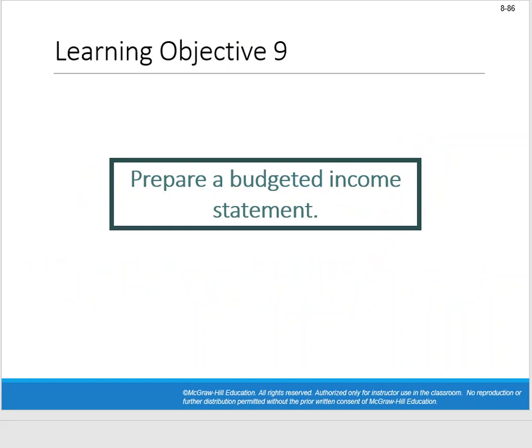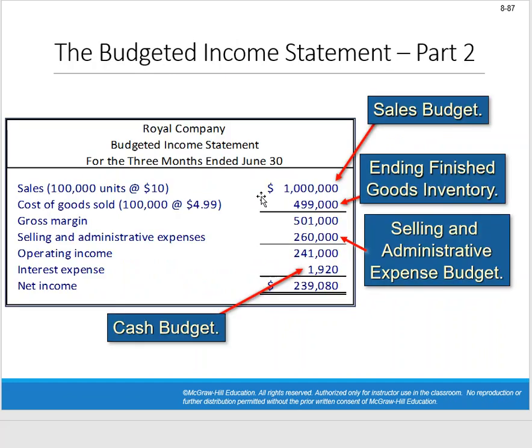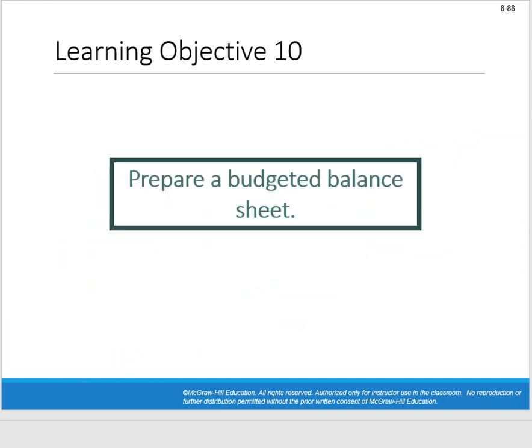So then we move on, we do our budgeted income statement. So we take our sales, $1 million is our sales budget. Our COGS, we're selling 100,000 units, and we multiply that by $4.99. Remember, we computed our unit product cost. So our gross margin should be $501,000. Our selling and admin expense from our selling and admin budget is $260,000, and that leaves us with operating income of $241,000. We subtract our interest expense that we computed on our cash budget, and we get our net income of $239,080.